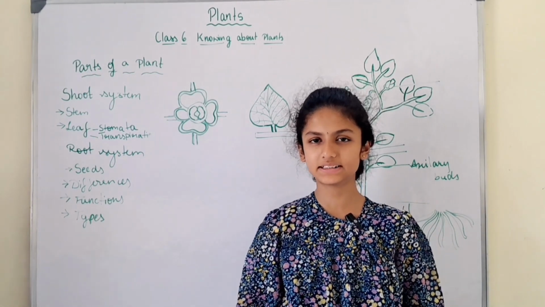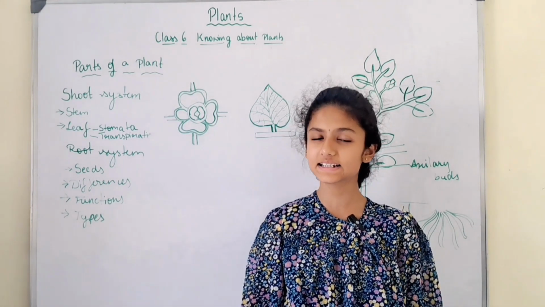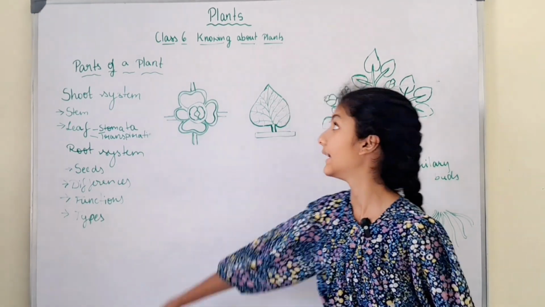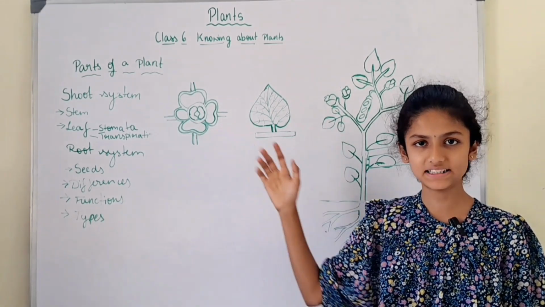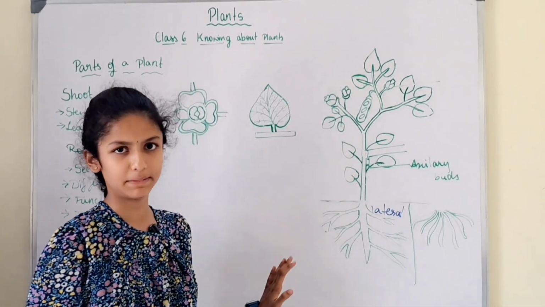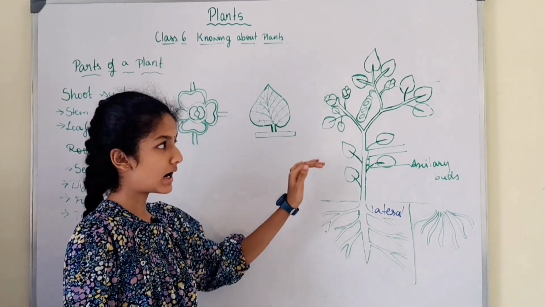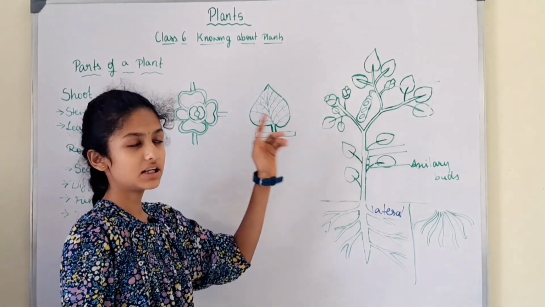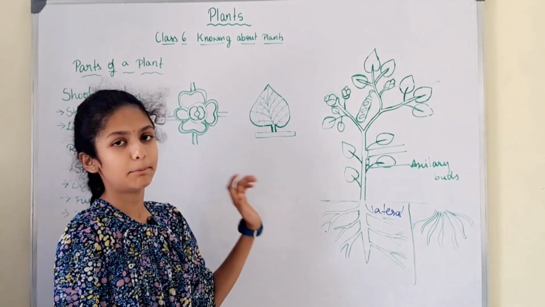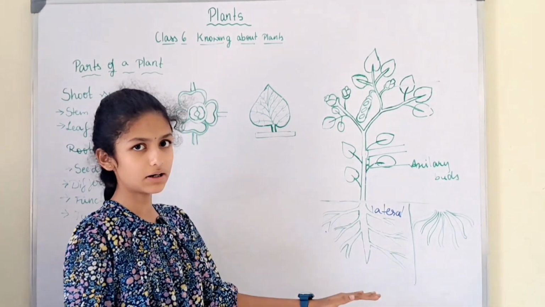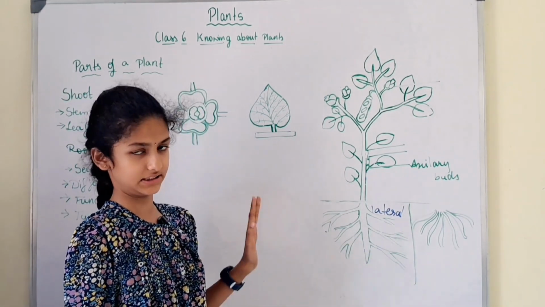Today we are going to discuss plants from class 6 to class 10. In class 6, we have parts of a plant. This is a plant. This is our ground level. The part of the plant above the ground level is known as the shoot system. The part of the plant below the ground level is known as the root system.